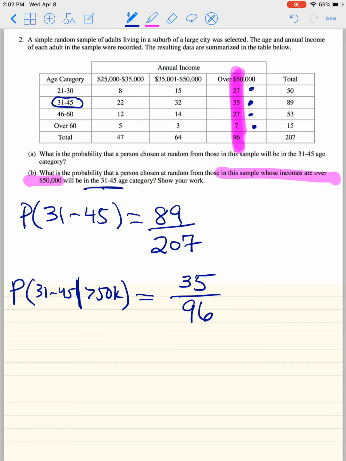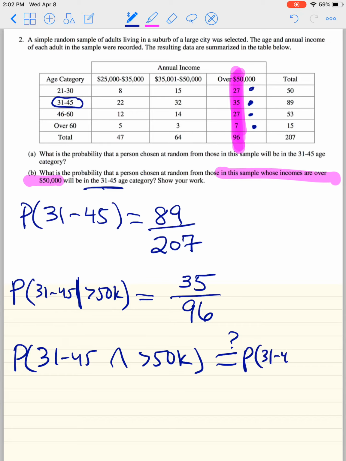Well, are these two independent? Let's find out. Is being 31 to 45 and making over $50,000 independent? Well, let me see. Does 31 to 45 and greater than 50K equal, remember that question mark, because we don't know if it's equal or not, the product of the two? Now remember, when you're showing independence, you need to use the total. So out of 207, where does 31 to 45 and greater than 50 meet?